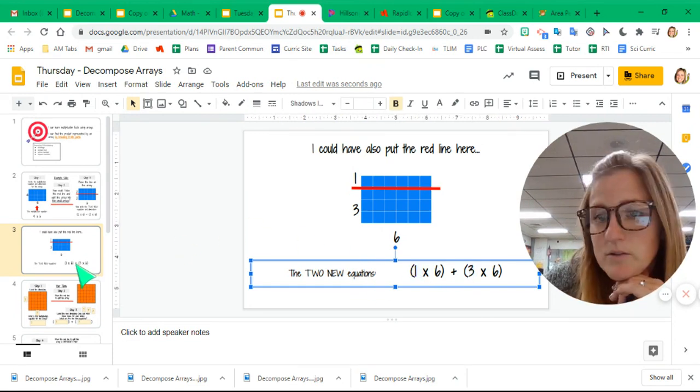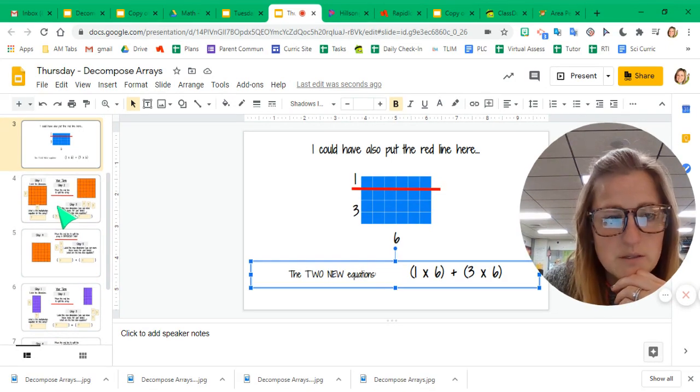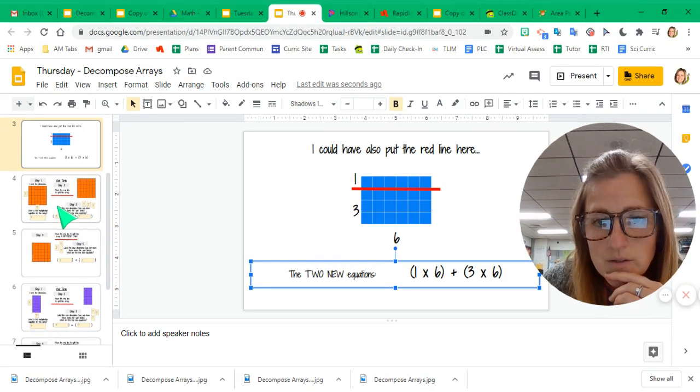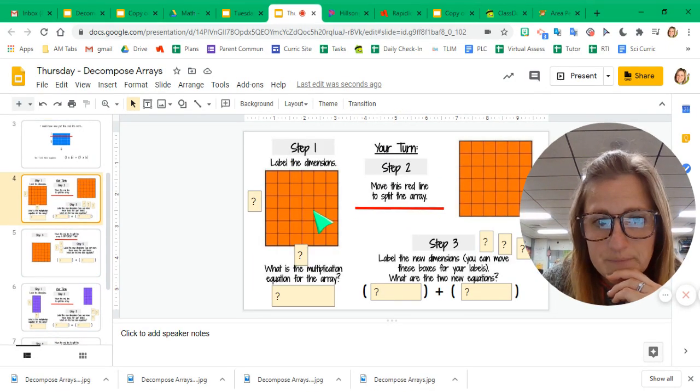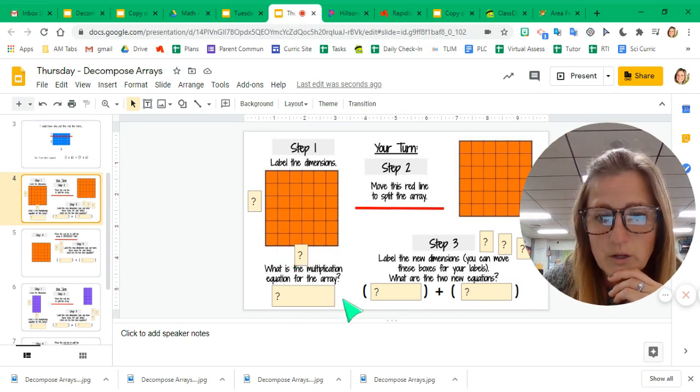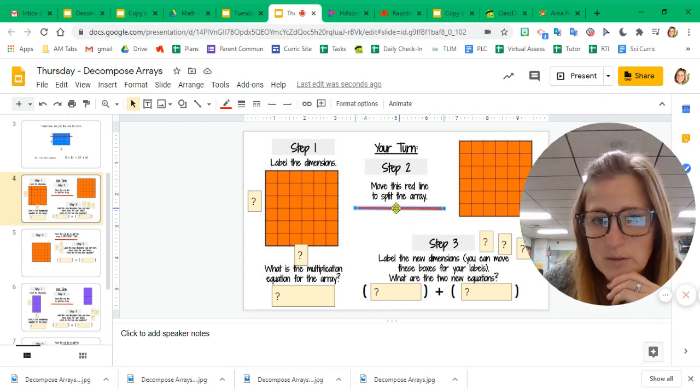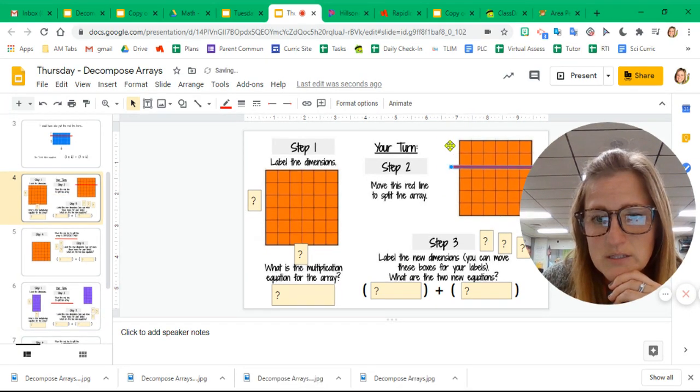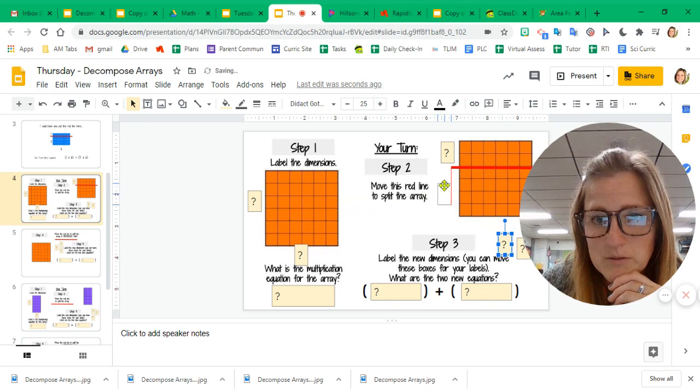So today, when you do this, you only have 2 practice problems. But what I'm going to have you do is look at the large array. You're going to label those dimensions first and write the equation for the large array. But then you're going to take it and split it up. You're going to move the red line, and you're going to label your new dimensions by moving these boxes and putting numbers.